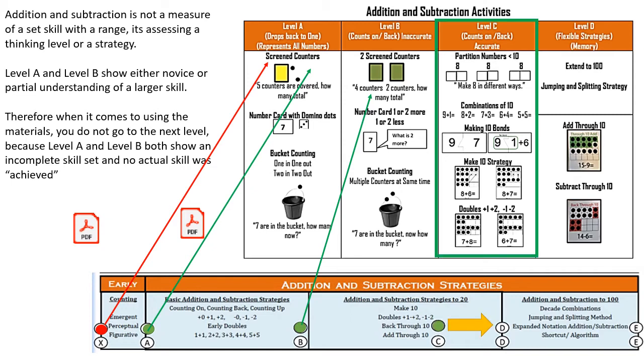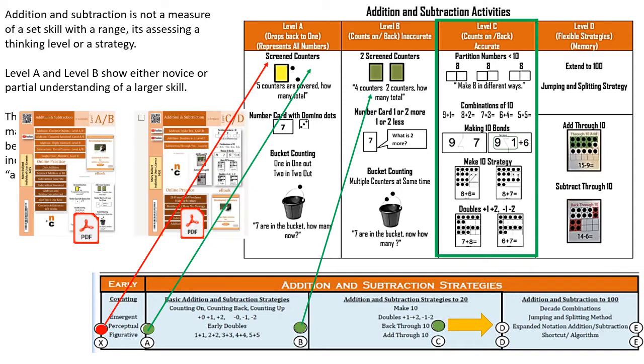If you take a look at level C, this is where things start to change. Level C has to do with whether they can count on and be accurate with it. The goal is that they're counting on and counting back accurately, which shows they have completed the skill and are doing it. Once they are level C, you would go ahead and work on level D with them.